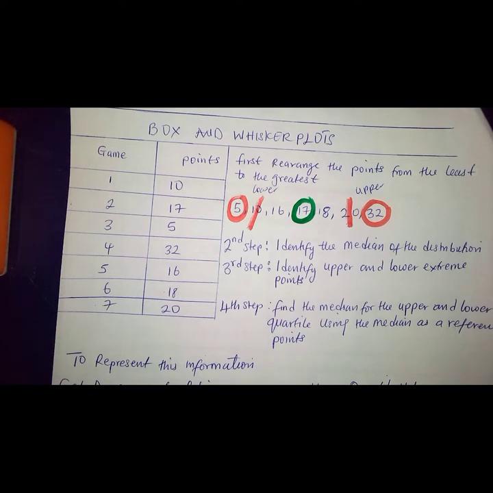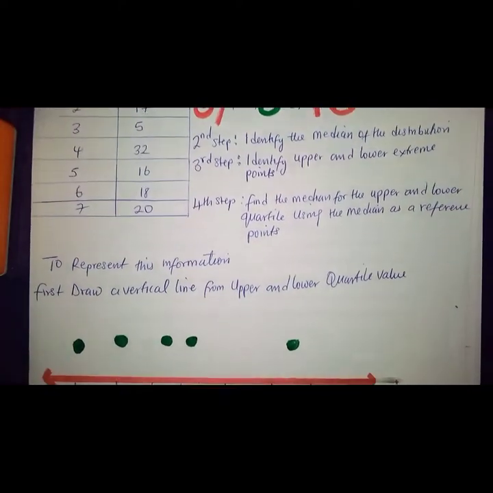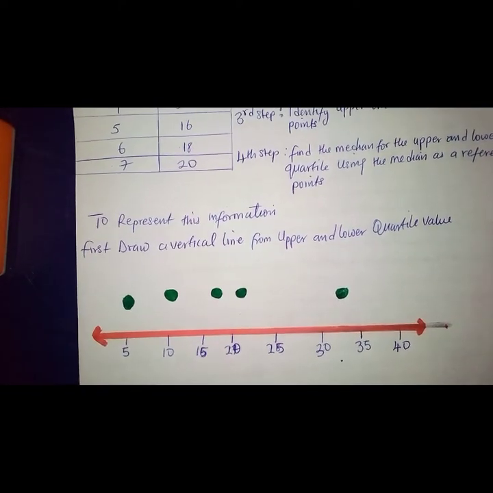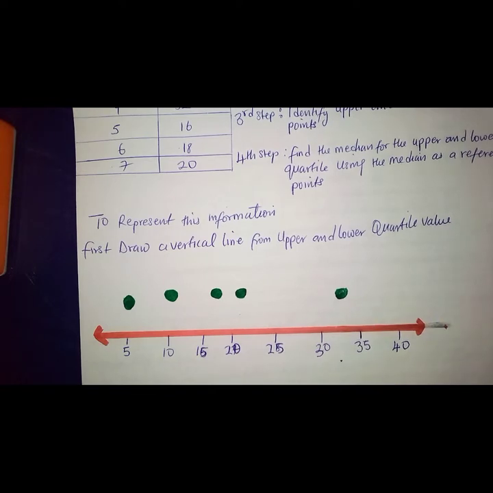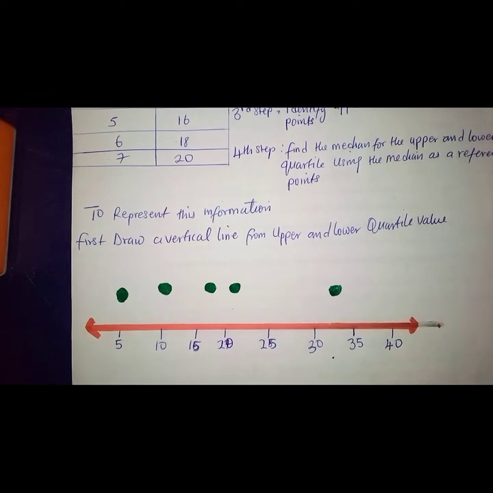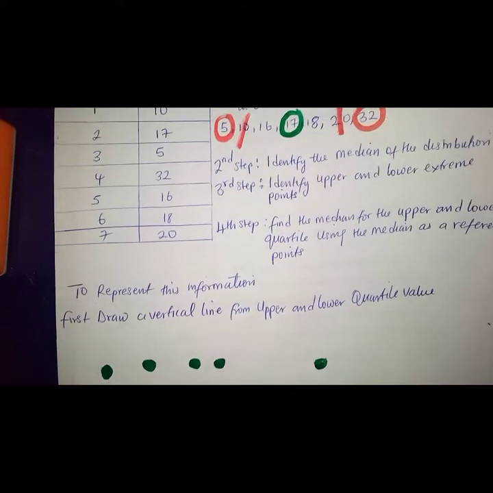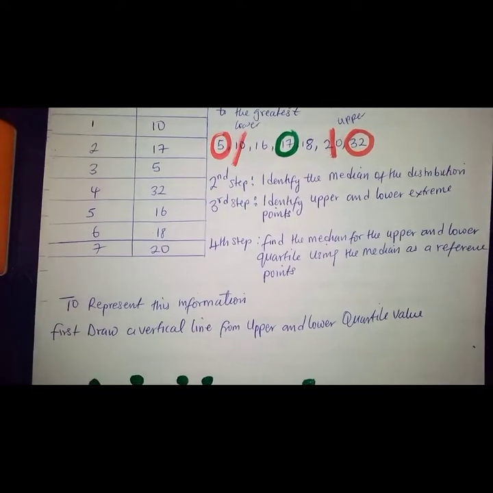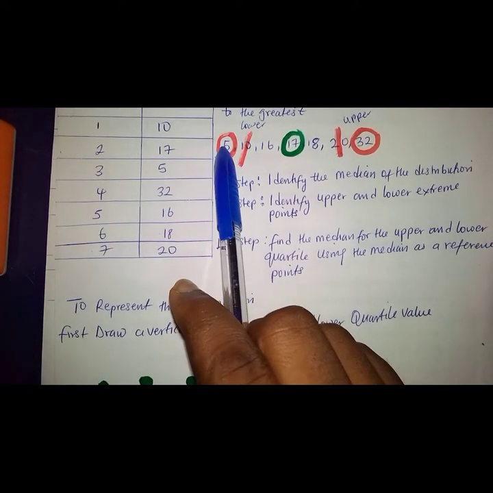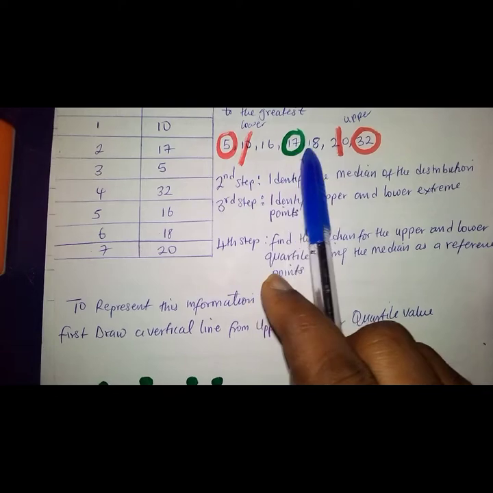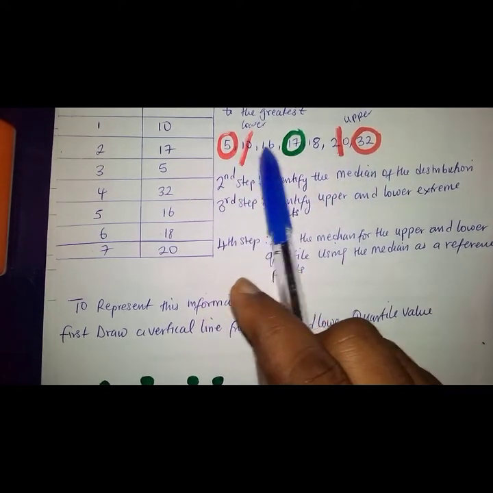The next thing we do is represent it. We draw a line and fix in these numbers. Now we have drawn our line already, and we choose a graduation of 5, 10, 15, 20, 25, 30, 35, 40. That's the graduation we took. Now, considering our numbers, which are 5, 10, 16, 17, 18, 20, 32, look at the numbers we are interested in.